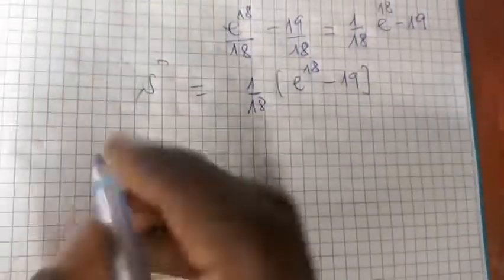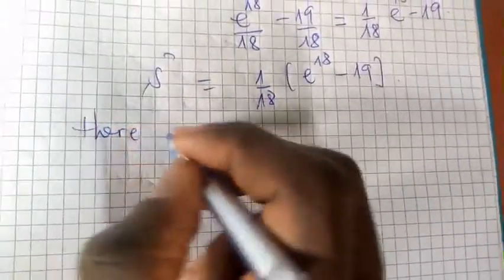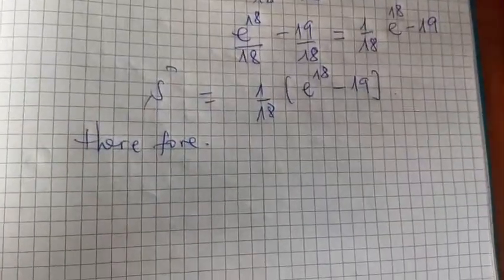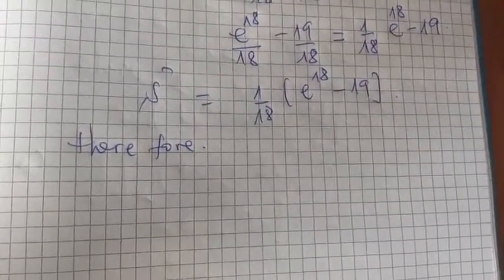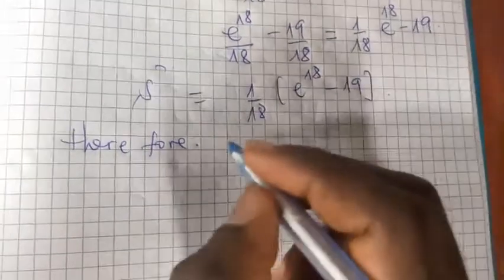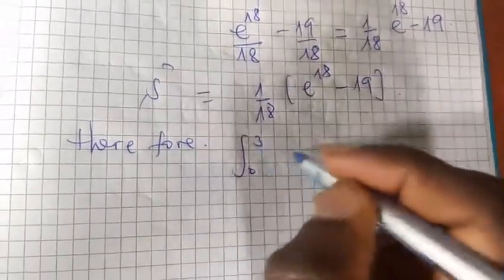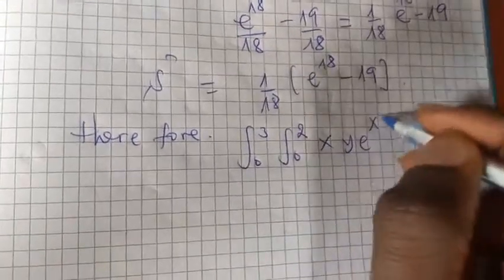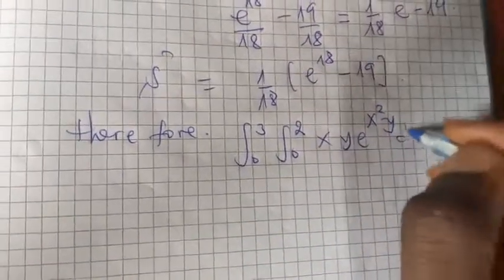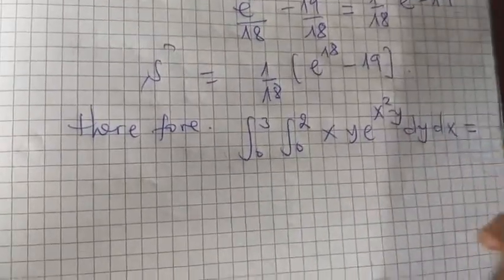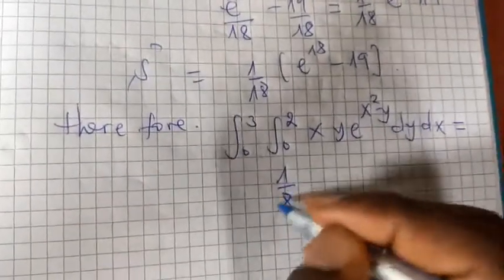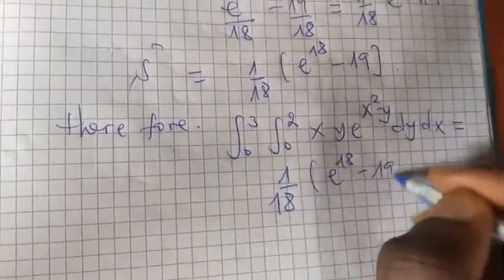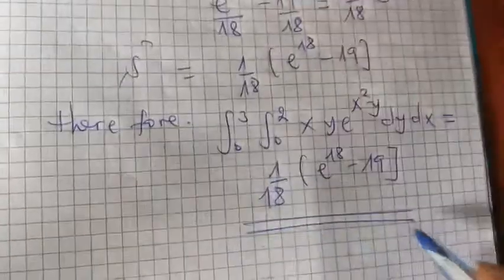Therefore, our question states that the integral from 0 to 3, integral from 0 to 2, of xy e power x squared y dy dx will be equal to 1 over 18 (e power 18 minus 19) as the solution you have.